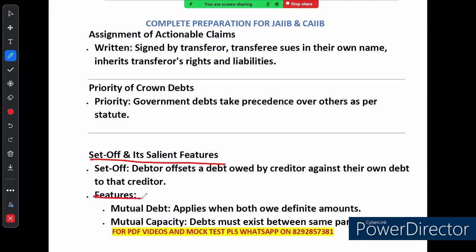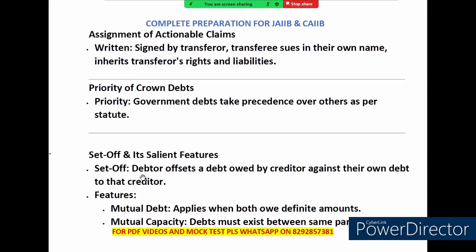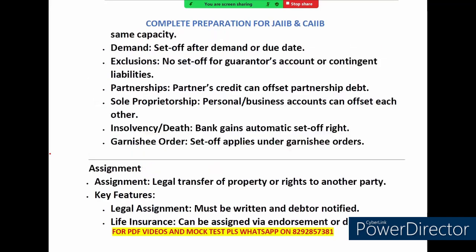The first is mutual debt. Both parties must owe each other a clear amount, right? So mutual debt applies when both parties owe each other different amounts. Mutual capacity: the debt must be between the same people in the same capacity. Demand: you can only set off debt after a demand is made or the debt is due.